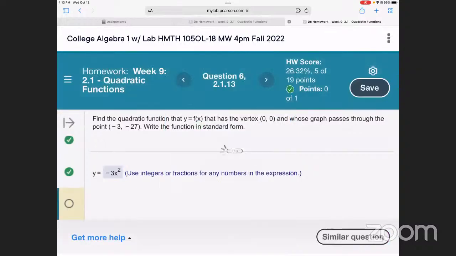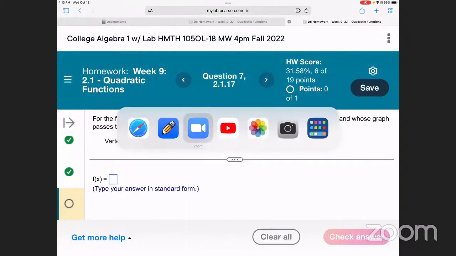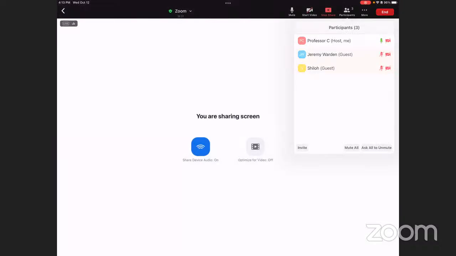Okay, what's the time? Let me check Zoom. Chat looks good. Okay, you guys look good.